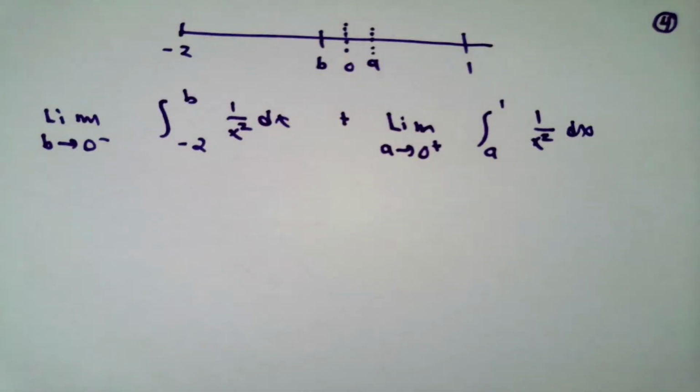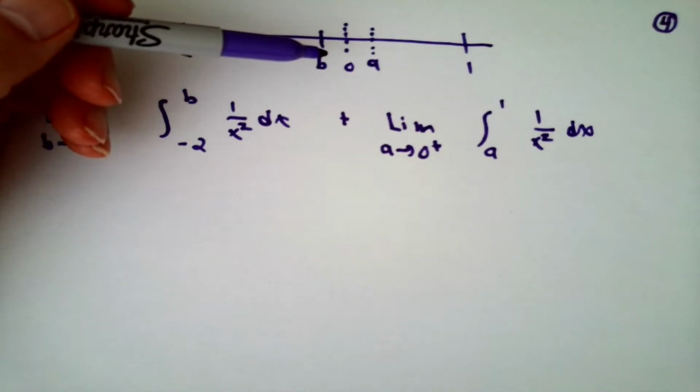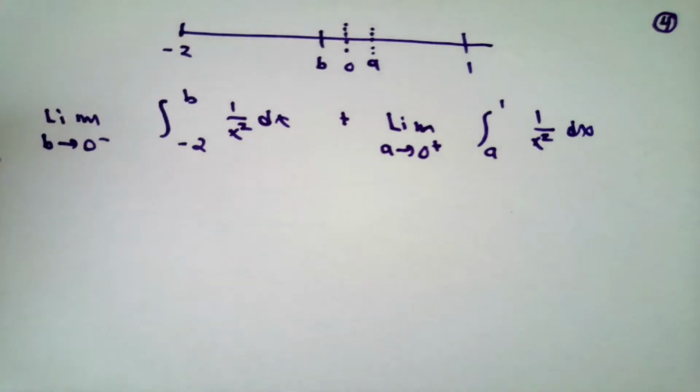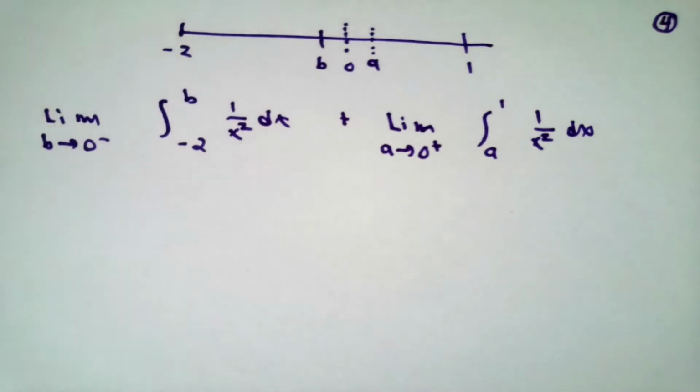Of course, it doesn't matter what letters I call things. I'll call them whatever's convenient for me. Returning to our problem, I want to integrate from -2 to 1 of 1 over x squared dx. I will integrate from -2 to some negative number b that's close to 0. And then I'll take the limit as b approaches 0 from this side.